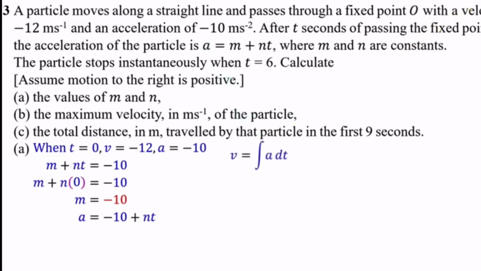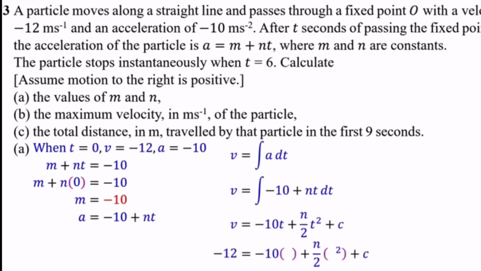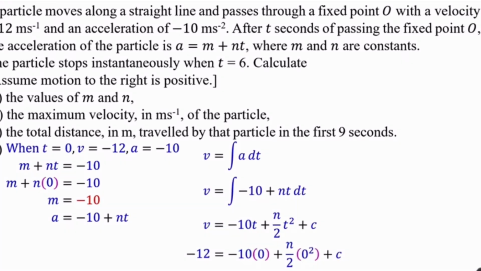Okay, from a, we need to integrate to get the velocity. So let's integrate the acceleration in order to get the velocity in terms of t. So velocity is negative 10t plus nt squared over 2 plus c. According to the information from the question, the particle passes through the fixed point O with velocity negative 12 meters per second. So it means that when t equal to 0, the velocity is negative 12. It means that the constant is negative 12.